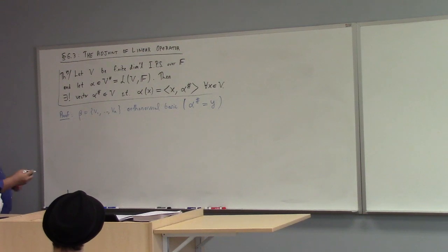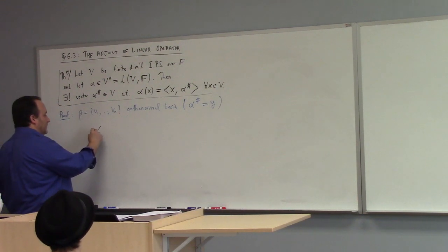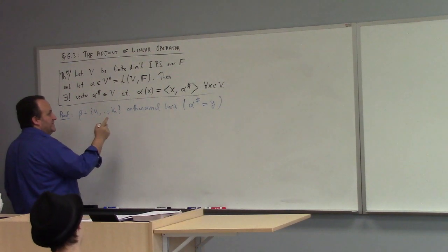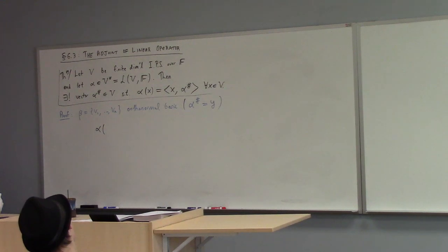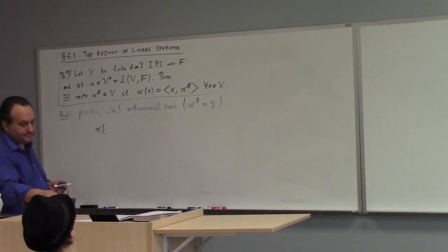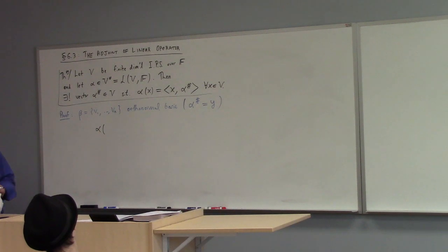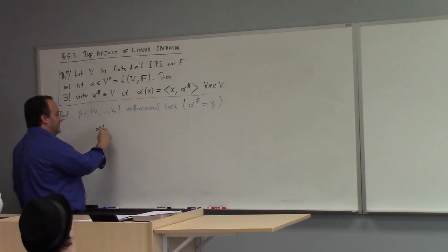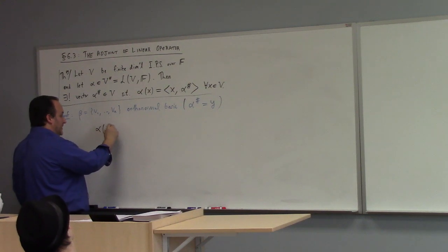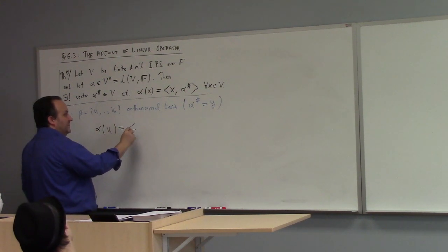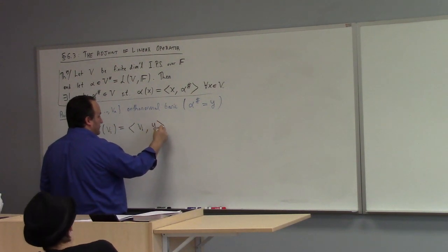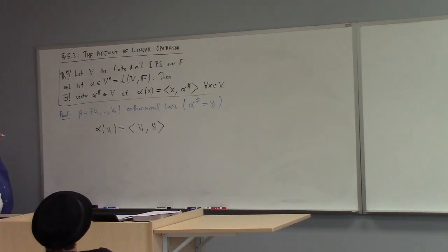How would it go? We need alpha of what's the most interesting vector to look at to define something? If you've got an orthonormal basis, we probably should use the orthonormal basis to learn things. So let's look at that. If we look at alpha of vi, that should be equal to, allegedly, the inner product of vi with y, right?